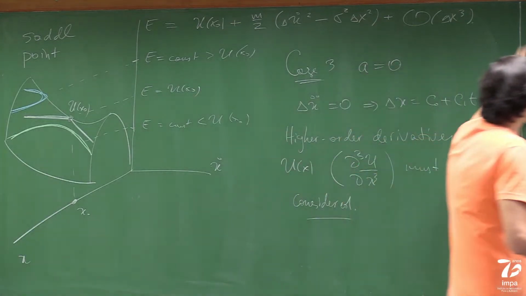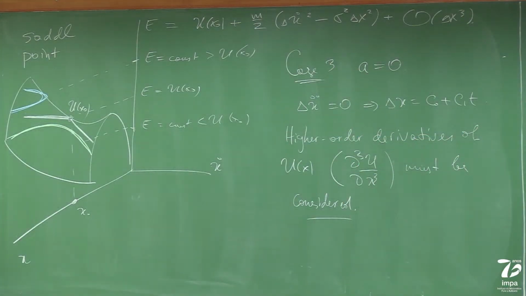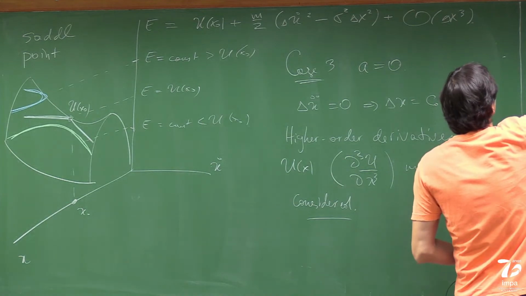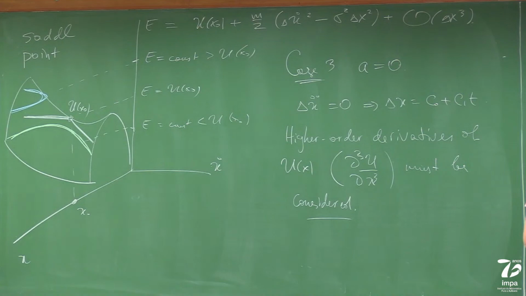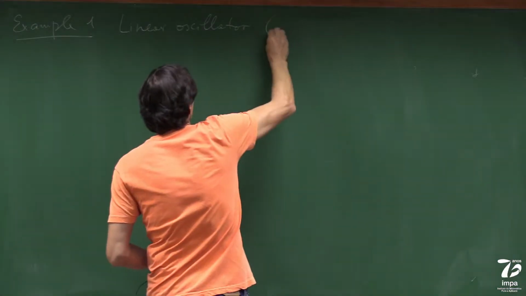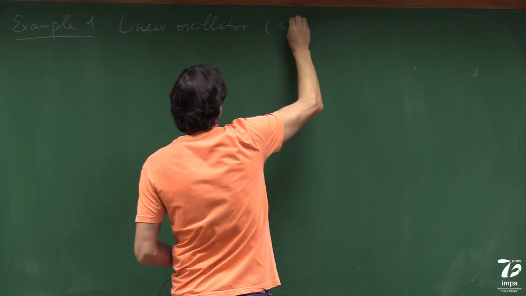So let's put a couple of examples. First, which describes this type of behavior. So the first example is linear oscillating. Linear oscillating in general, what we consider mechanically will be a mass with a spring.